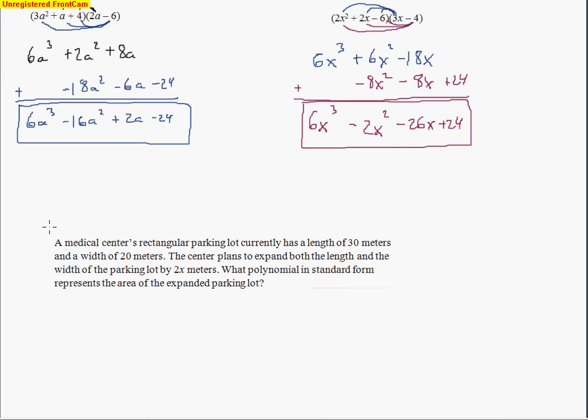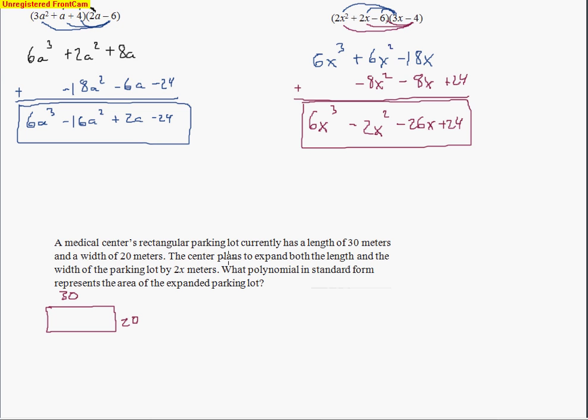So the last problem here talks about a medical center with a rectangular parking lot. Currently it has a length of 30, width of 20. So I'll go ahead and sketch out what that looks like. Here's the rectangular parking lot. A width of 30 and a length of 20. Or, I'm sorry, a length of 30 and a width of 20.